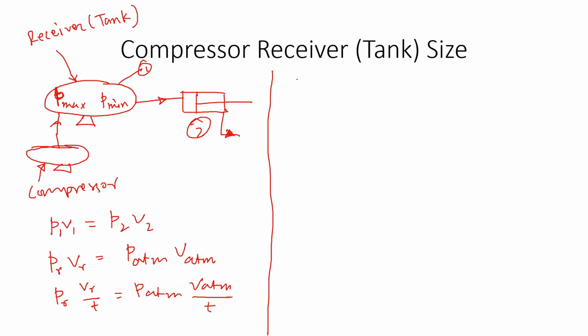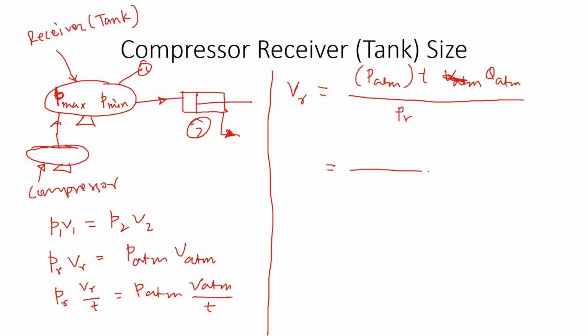Now we can solve for VR to find out the size of the receiver. So VR equals P atmosphere times T, which comes from the left side, and then V ATM. It's not V anymore because we divide by T, so it's going to be Q atmosphere. So if we release that amount to the atmosphere, what is the volume flow rate for that? Now divided by PR, the compressor pressure. We can do a little bit more modification.